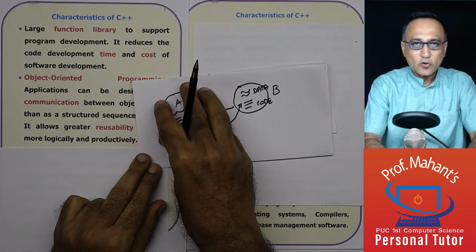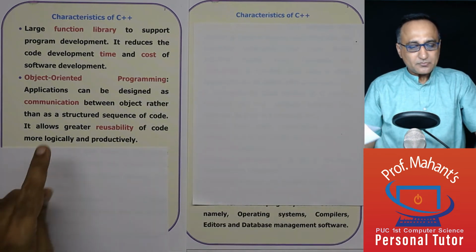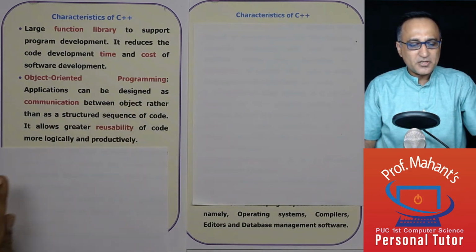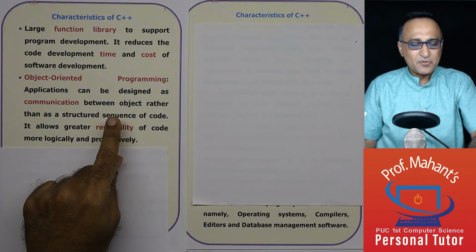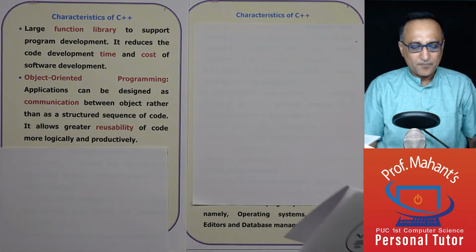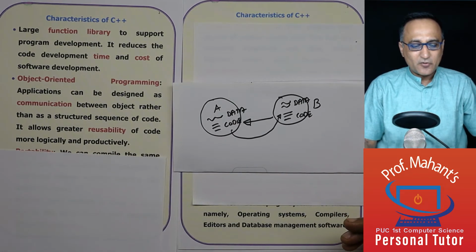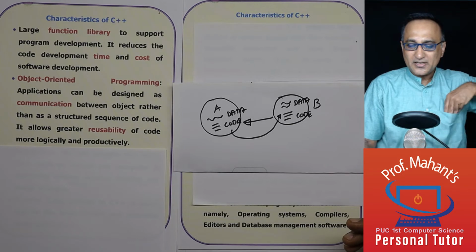So this is one group of program. This is the second program group. Now, applications designed using object-oriented programming are designed as communication between objects, because these two are communicating with each other. The advantage is this allows greater reusability of code and more logical facilities.